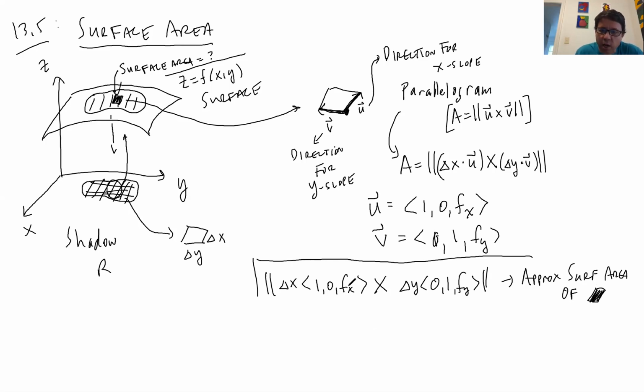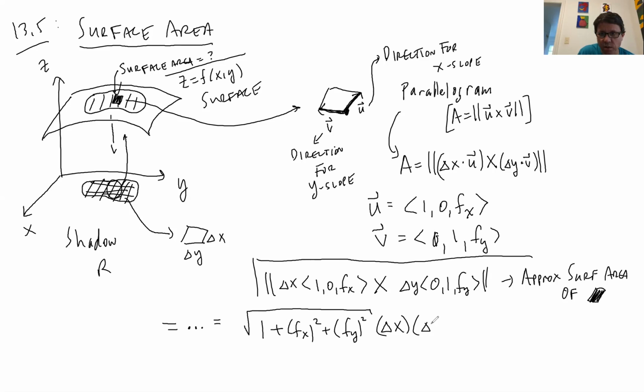If you work this out, do the cross product and find the length, and I'm going to leave that out because it's not too hard to do this cross product. But then you do the length, you'll end up getting the square root, maybe not surprising, of 1 plus fx squared plus fy squared. And you're probably wondering about the delta x and delta y. Well, those I can factor out when I do my length. So this will be times delta x times delta y.